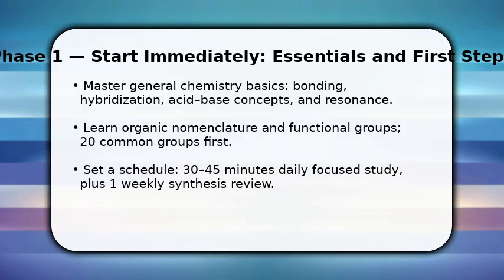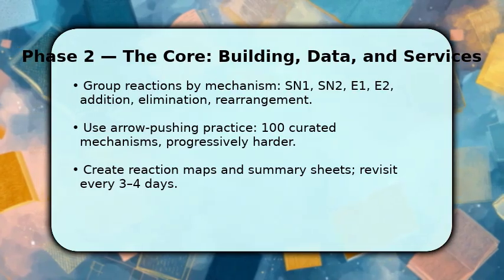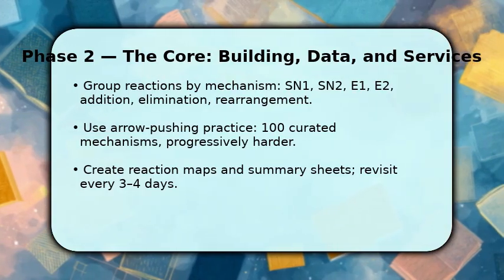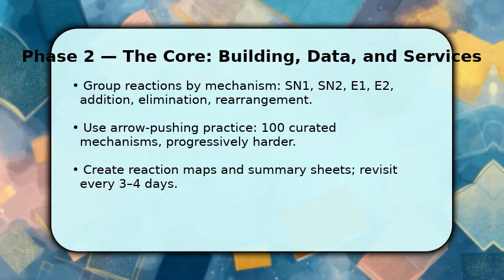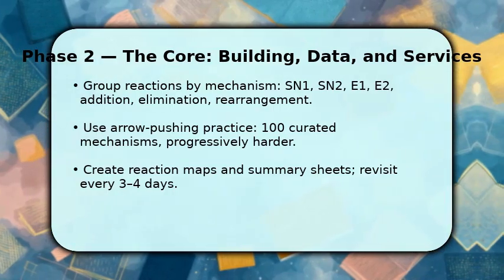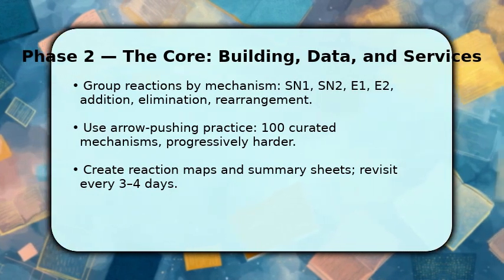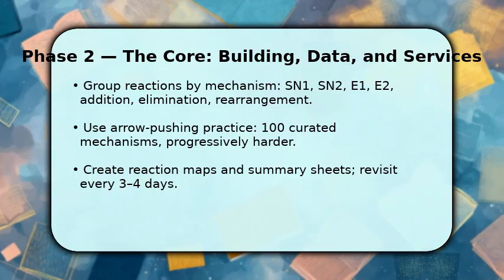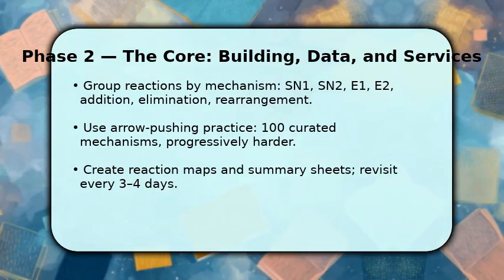You now tackle the heart of organic chemistry, mechanisms and recurring patterns. Practice arrow pushing. Do 100 curated mechanisms, starting simple and increasing complexity so you internalize electron flow. Once comfortable, group reactions by mechanism, SN1 versus SN2, E1 versus E2, additions and rearrangements, so you predict outcomes quickly.